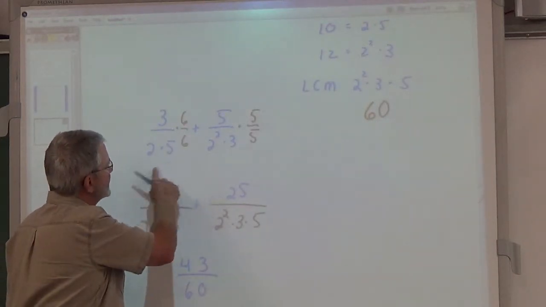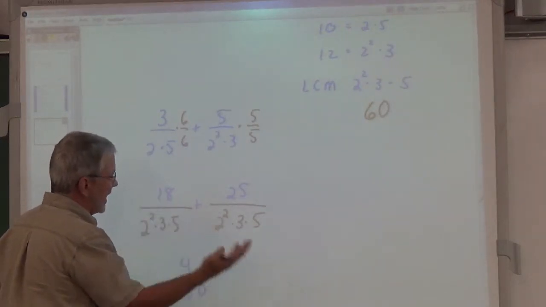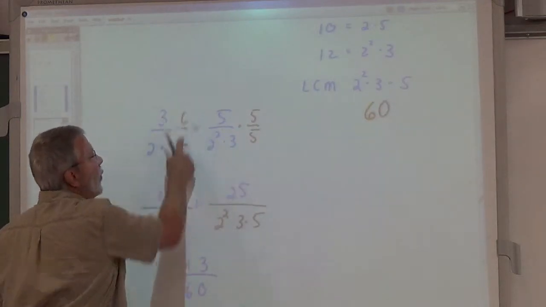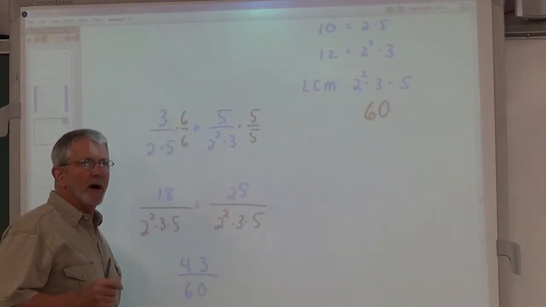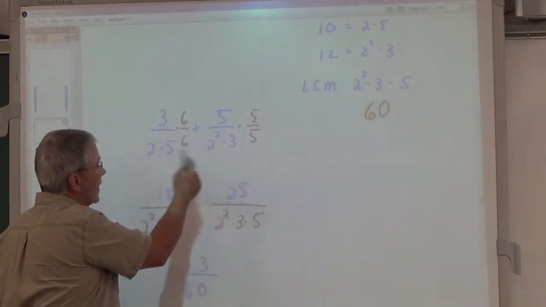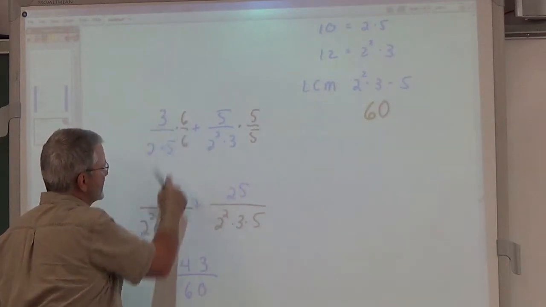Well, that one looks like it needs a 3, and it needs another 2, i.e. it needs a 6, 2 times 3. So I'm going to multiply this fraction by 1 in the form of 6 over 6. Because 2 times 6 is 12, times 5 is 60, that's 60. And then 3 times 6 is 18.